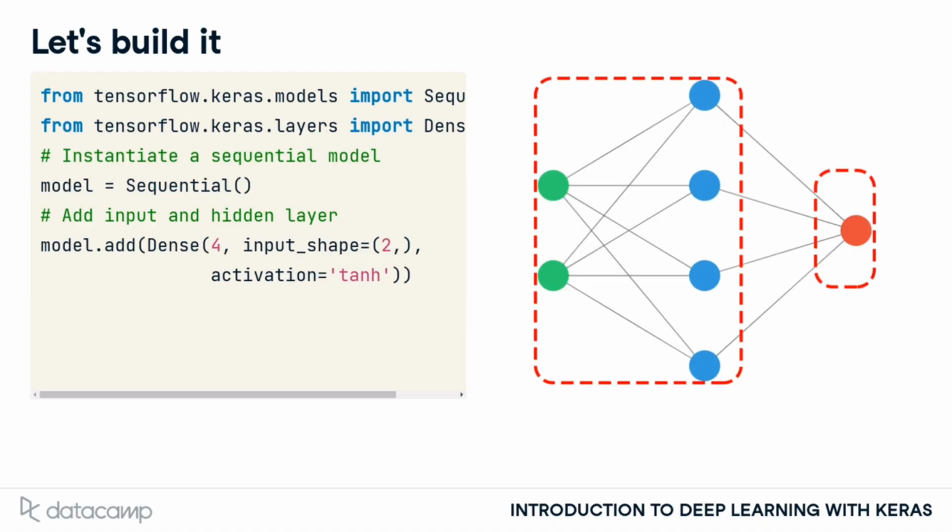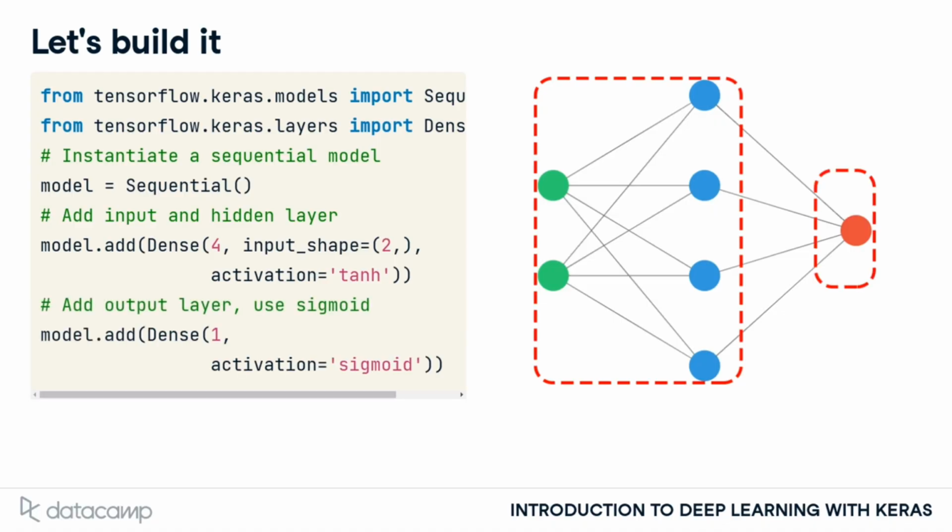We finally add an output layer which contains a single neuron. We make use of the sigmoid activation function so that we achieve the behavior we expect from this network, that is, obtaining a value between 0 and 1. Our model is now ready to be trained.